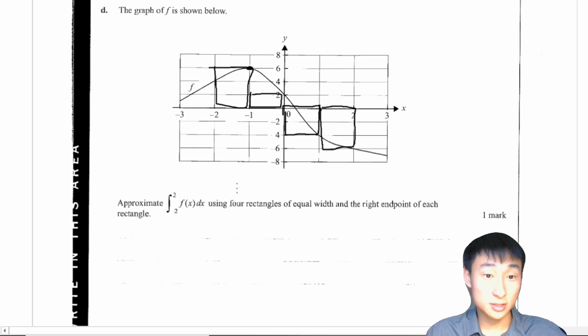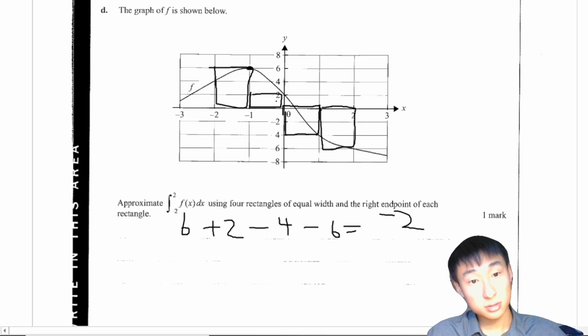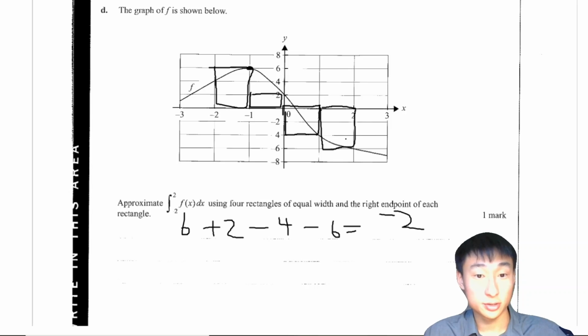What's this point here? That's 6. So that's 6 plus 2 minus, because this is an integral, minus 4 minus 6. So that's -2. That looks okay, I think. Anyway, we've done what they've told us to do, I think. Cool.